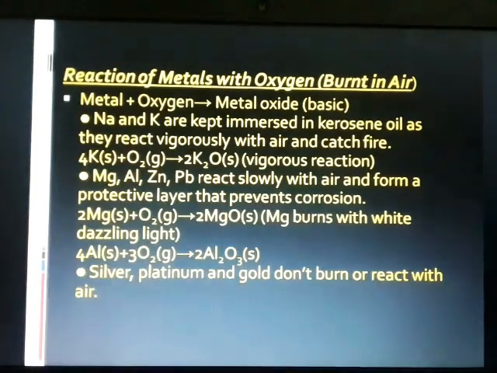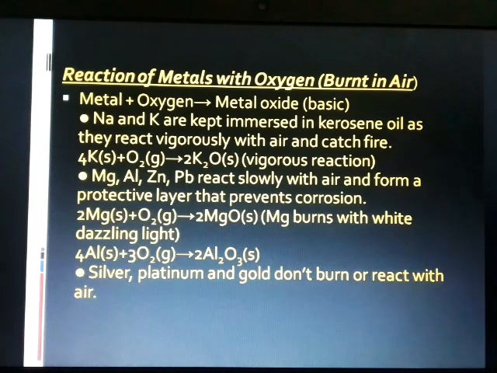Okay. In chemical properties, the first thing we are going to see is the reaction of metals with oxygen. Oxygen is what? It is burnt with air. So when a metal reacts with oxygen, it gives a metal oxide, which is basic. What is acidic? What is basic? We have studied this already in the second lesson. Sodium and potassium are kept immersed in kerosene oil as they react vigorously with air and catch fire. So when potassium, that is K, reacts with oxygen, it gives potassium oxide, which is a vigorous reaction.